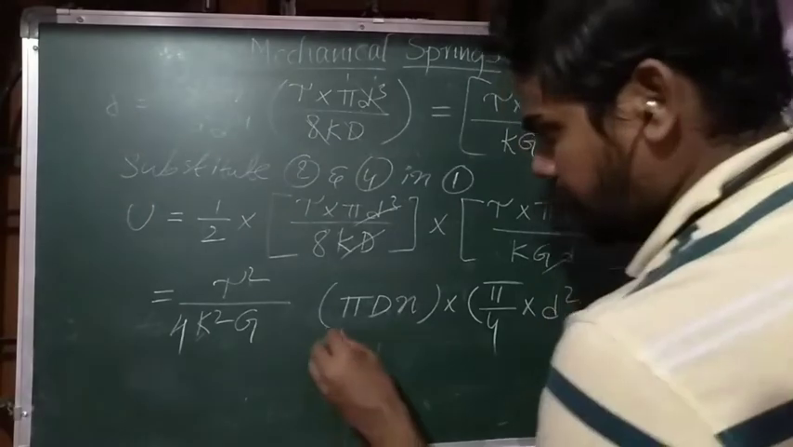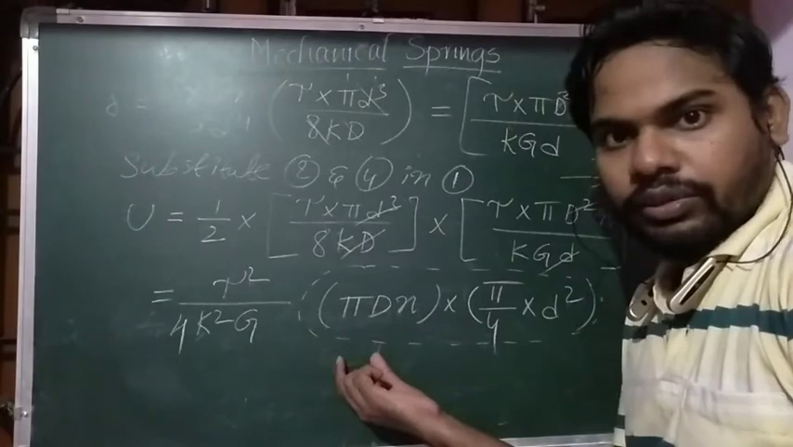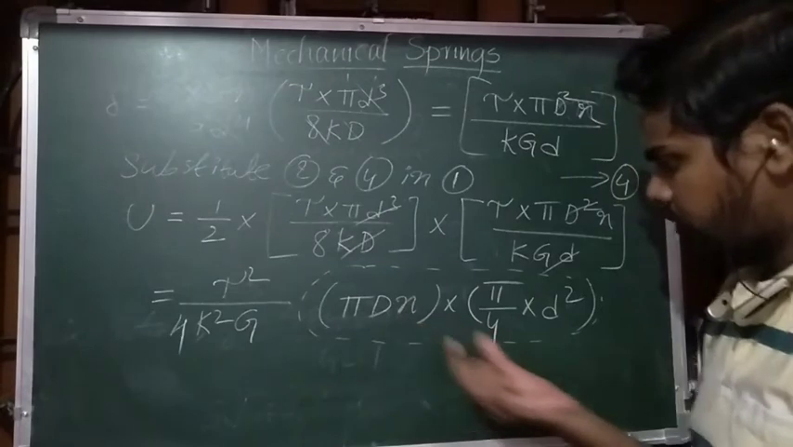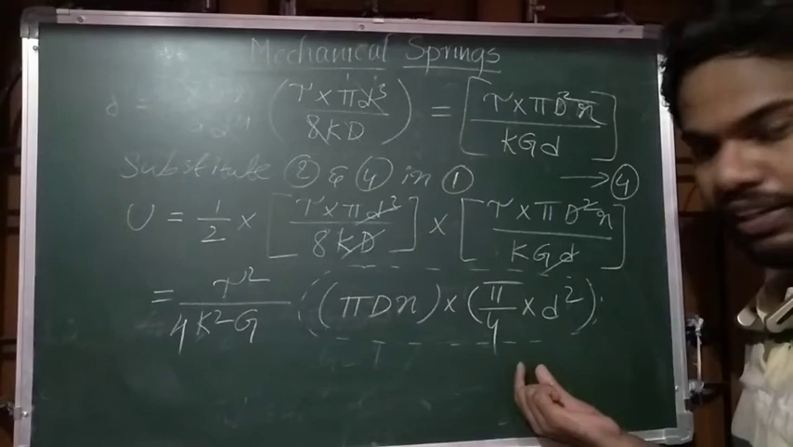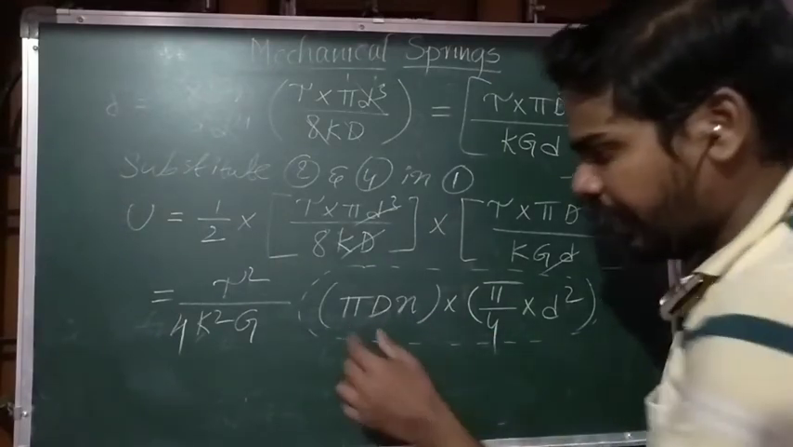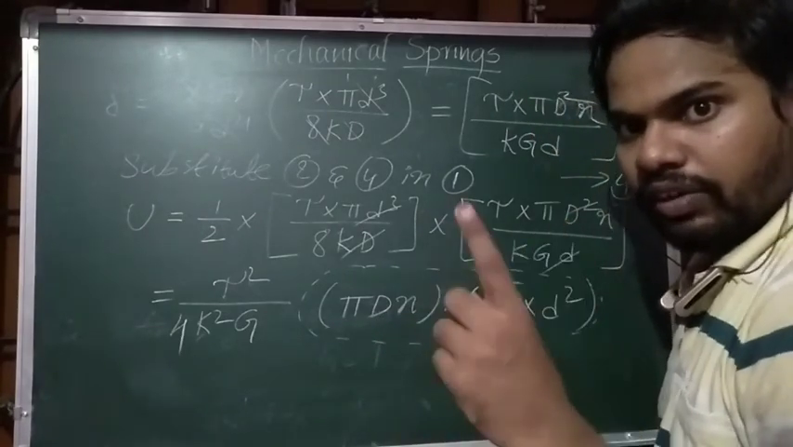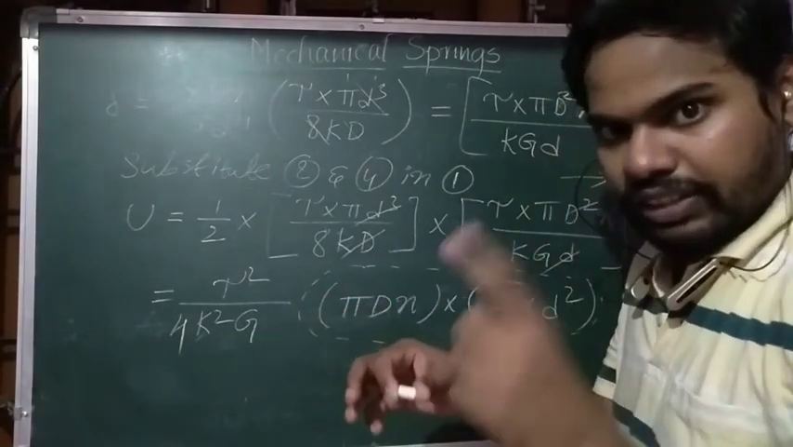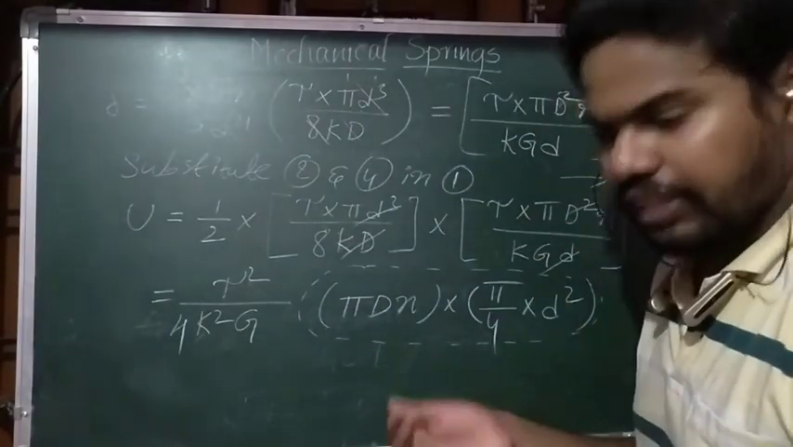Now if you observe this relation closely, I already told you in previous classes a number of times: pi by 4 into d square is the area of the spring wire, and pi d n is the length of the wire. Pi d represents the circumference of one coil, and n represents the number of coils. If you multiply the circumference of the coil with the number of coils, you get the length of the wire, not the length of the spring.